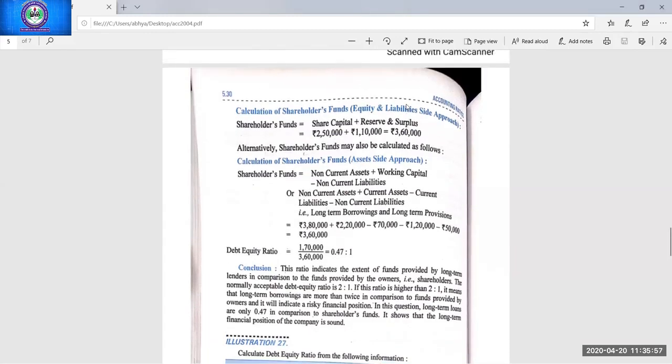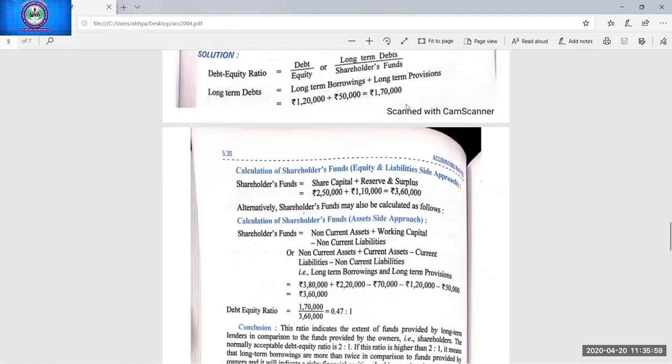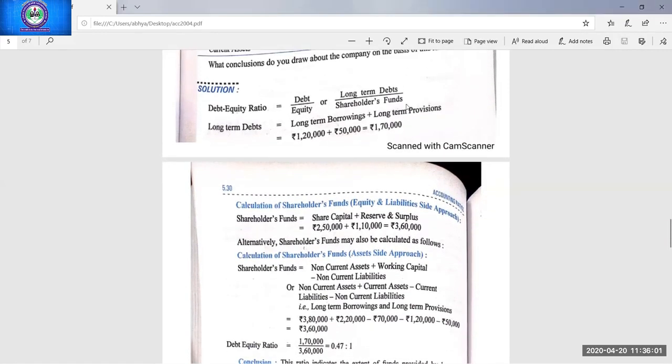Now, can you analyze this position of the business organization, whether the lenders will be ready to give the business a loan or not, from the lenders' point of view? Are they safe or unsafe? Just tell me, are lenders safe with this ratio or unsafe? What I told you.